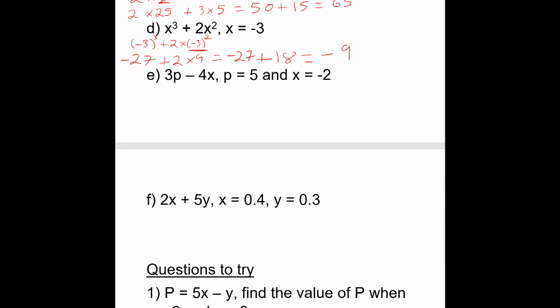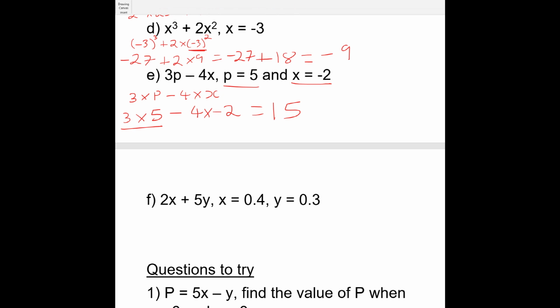Finally, we have some examples where there are different letters. So in E, we have 3p take away 4x, where p equals 5 and x equals minus 2. So what I need to write down first is that I have 3 times p, take away 4 times x. You have 3 times 5, because p is 5, take away 4 times minus 2. This is going to be 15, and then remember we have minus 4 times minus 2. We can think about it that way.